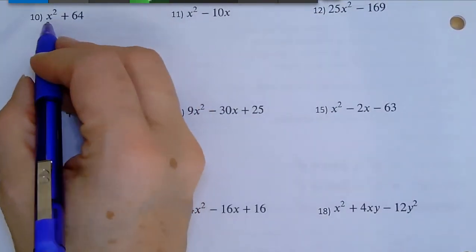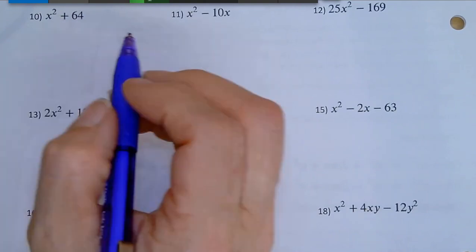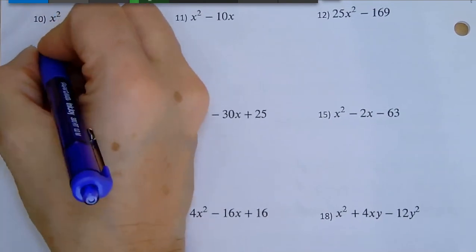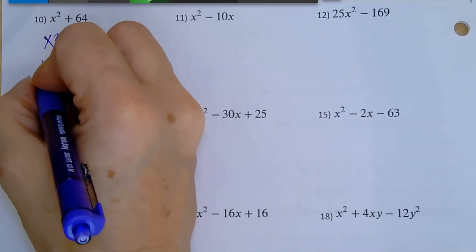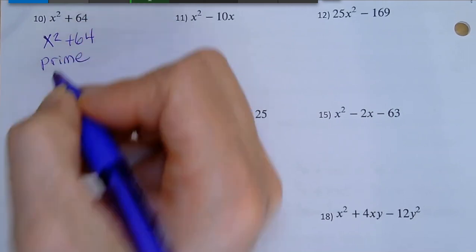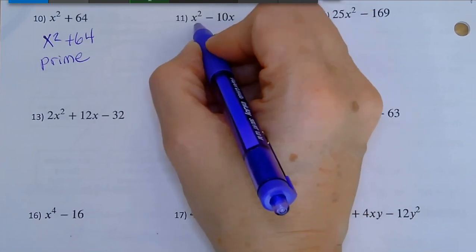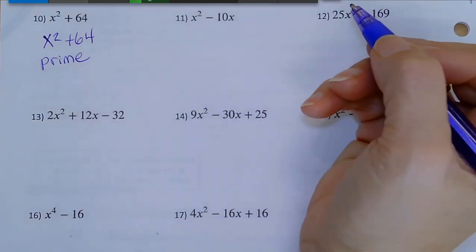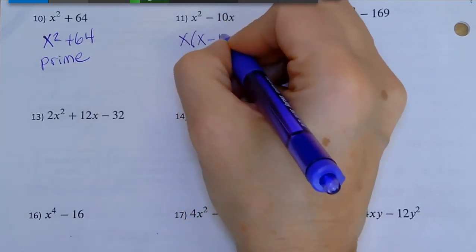x squared plus 64, perfect square, perfect square. This is not a difference though, this is addition. And so there's no way for me to get rid of those middle terms, and so I'm just going to say that doesn't change. It's x squared plus 64, or prime. Okay, can't do anything to that. x squared minus 10x, well that's only a binomial. I'm missing my constant term, or my constant term is 0. So it looks like I could pull an x out of each of those.